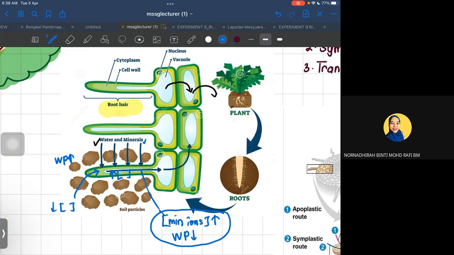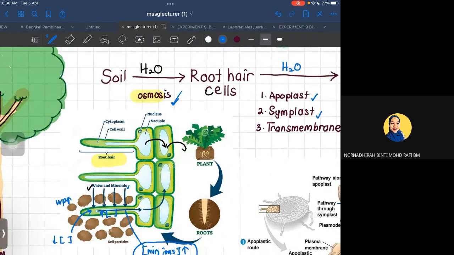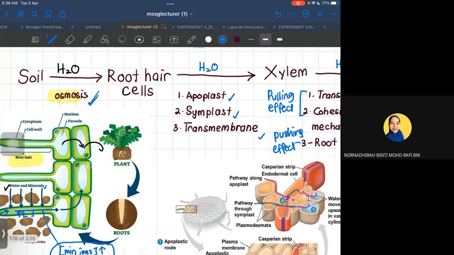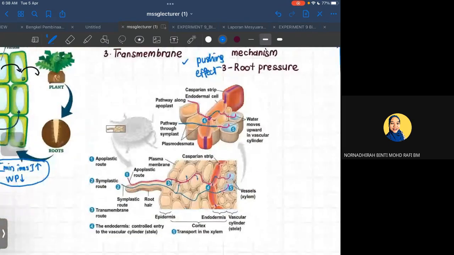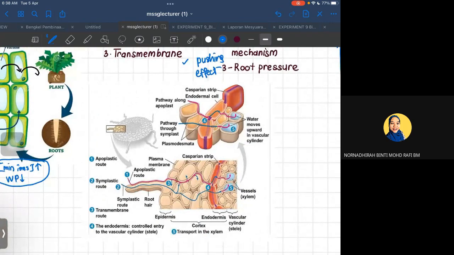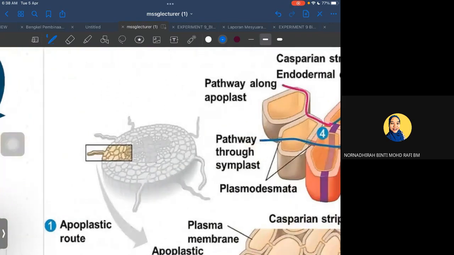Okay, now sekarang ni kita dah dapat sampai root hair cells, and now what will happen from the root hair cells into the xylem? Okay, so there are three pathway that involve. Okay, dalam gambar ni basically banyaknya gambar, Miss nak tengok yang mana. Okay, so kita tengok yang mana ini adalah kita nak kata keratan rentas ataupun cross section of plant stem. Okay, so kita ambil daripada tepi ni.